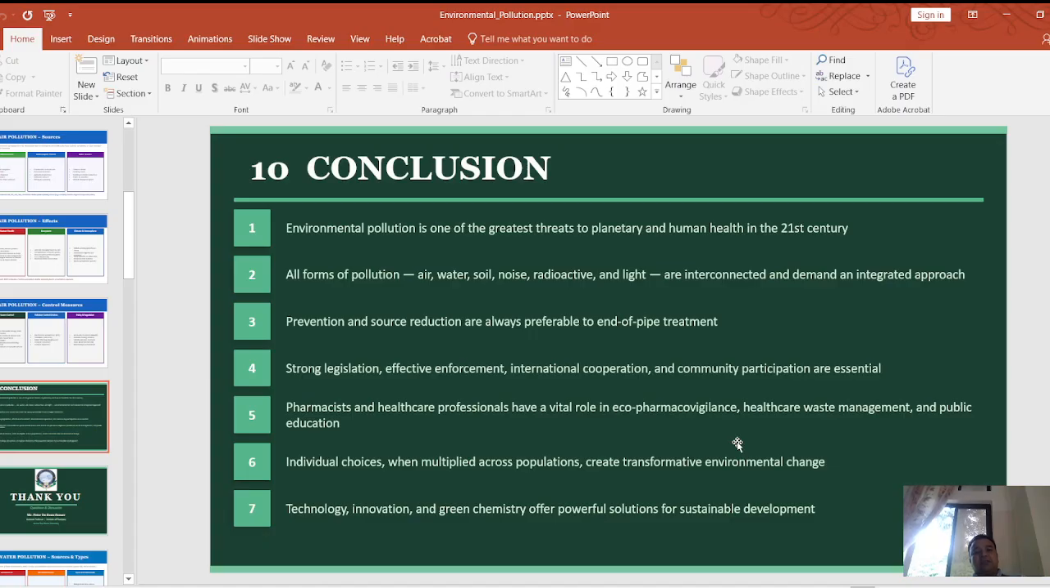As future healthcare professionals, we play an important role in environmental awareness, healthcare waste management, and public education. Through responsible choices, innovation, and green technologies, we can contribute to a cleaner, healthier, and more sustainable future.